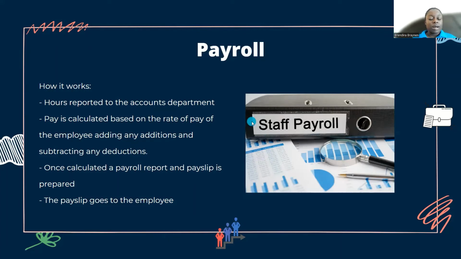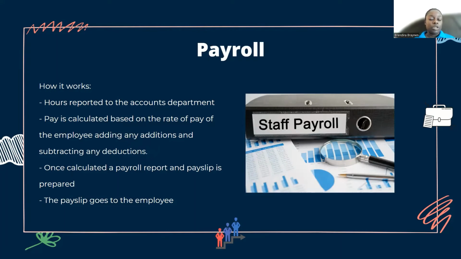Okay, and so the accounts department usually has this information and calculates how much payroll is. Now, payroll is not just how many hours you worked and what you agreed to, but sometimes there are things like additions and deductions that affect what we call the net pay, or the final pay of the employee.